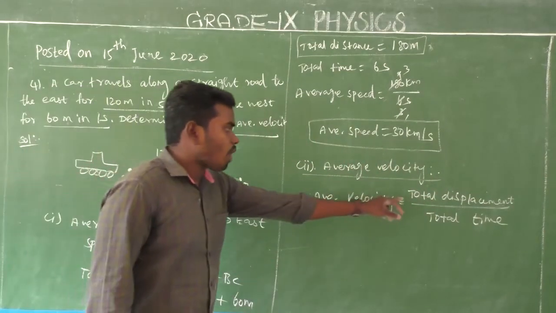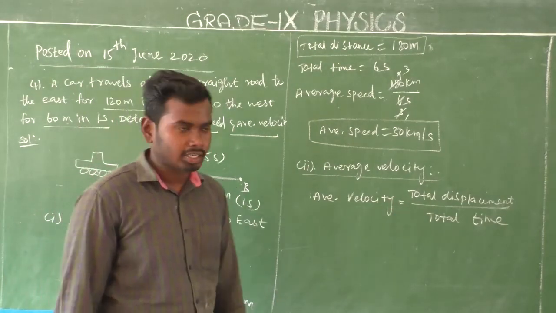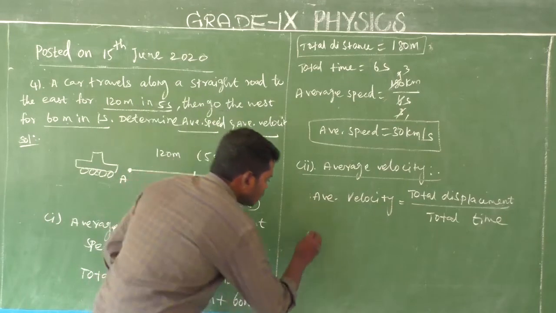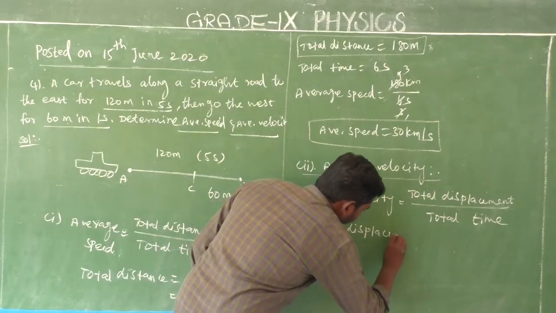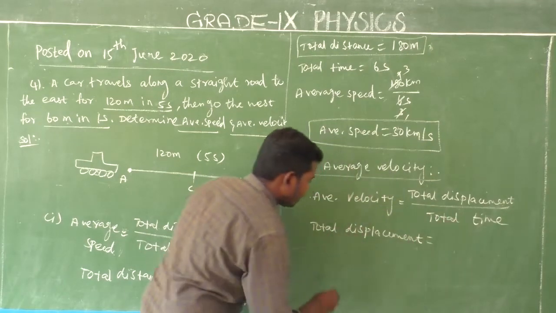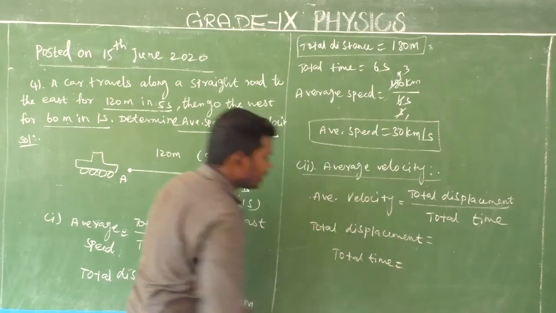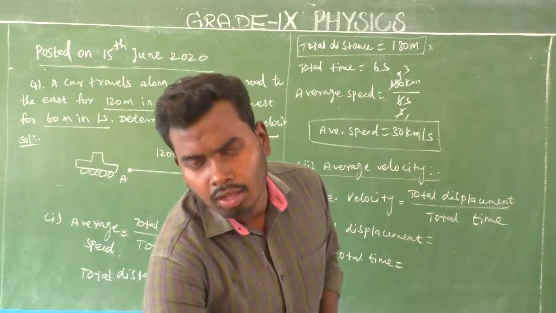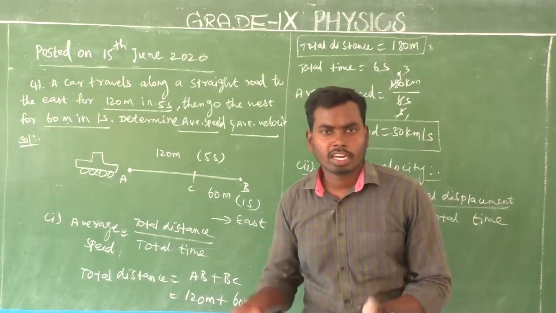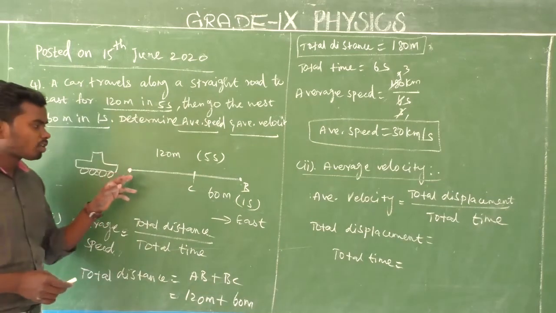Yes. Now you find out the total displacement value. After that you find out the total time value. Is it clear? So what is the total displacement, sir? Look at here, total displacement. Already we know what displacement is. What is displacement? Final position minus initial position, that is displacement. Here which is the final position, which is the initial position?